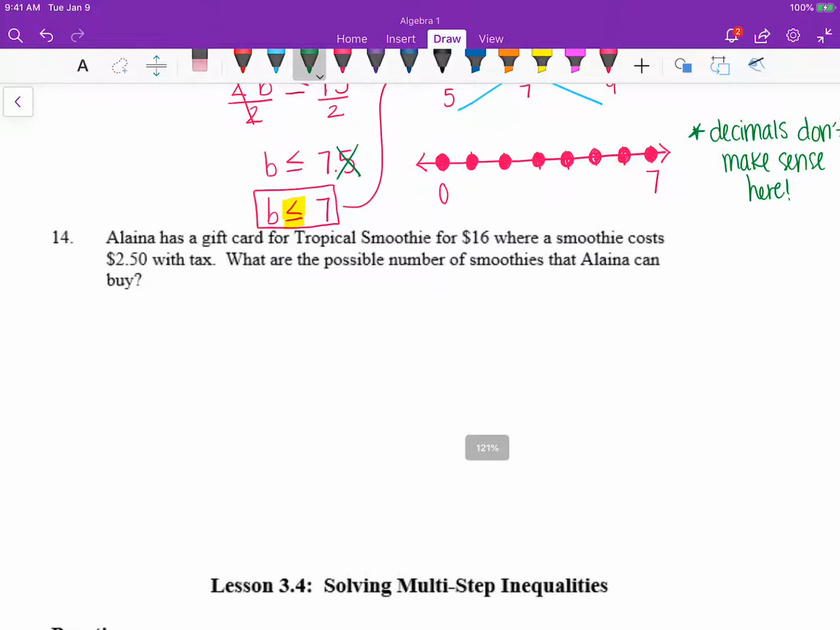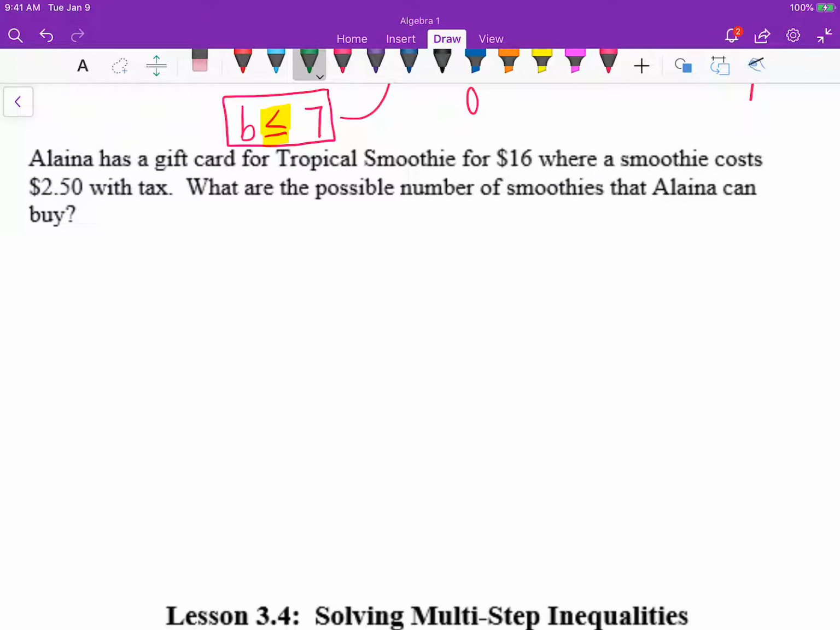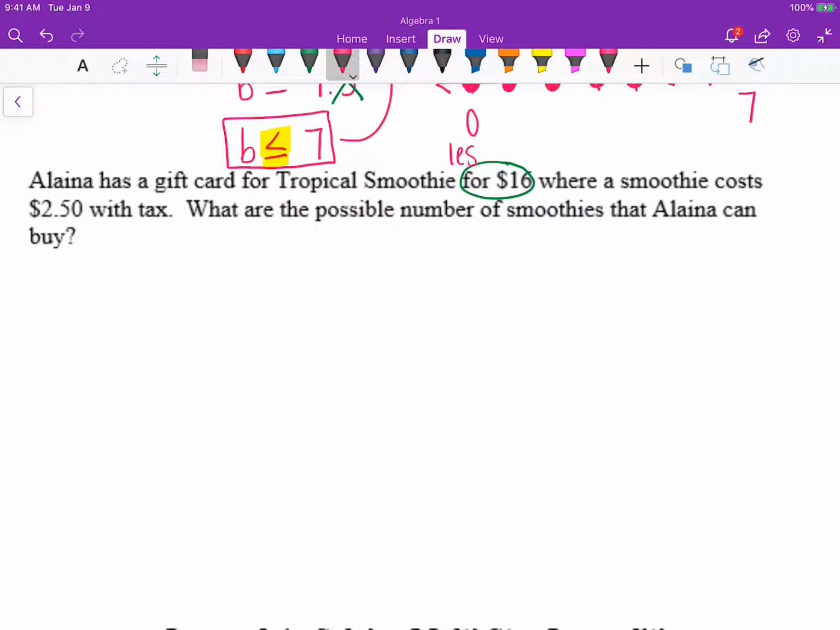Number 14 says Elena has a gift card for a tropical smoothie for $16, where a smoothie costs $2.50 with tax. What are the possible numbers of smoothies that Elena can buy? So with this, she only has $16 with her. Kind of like Joe at the store only had $15 with him in the last problem. If we only have $16, then we have to stay less than or equal to $16 when we set this up. And again, it says smoothies cost $2.50. That's each, or per smoothie, you could say, which means we're going to multiply that.